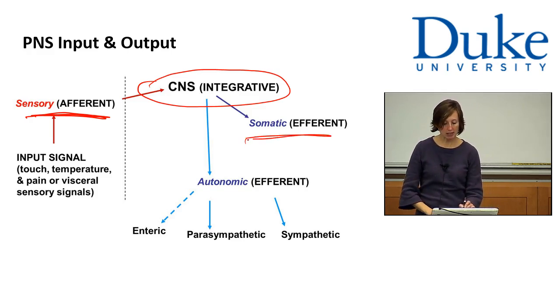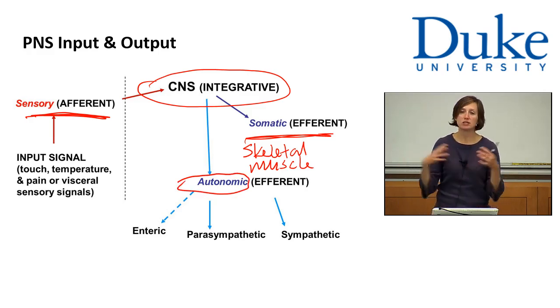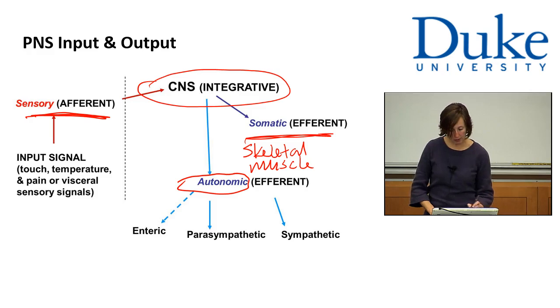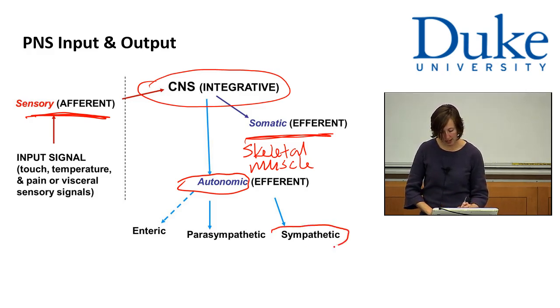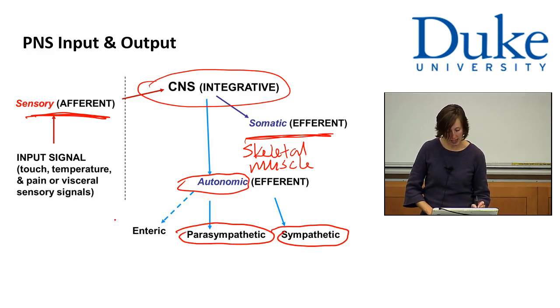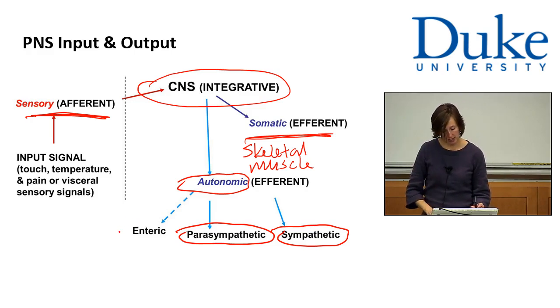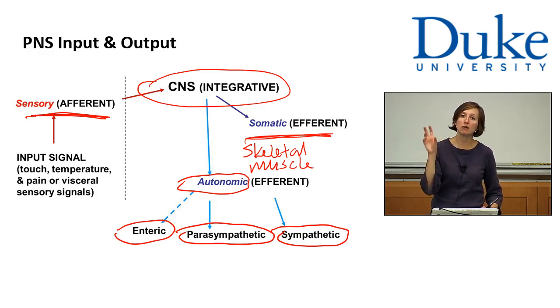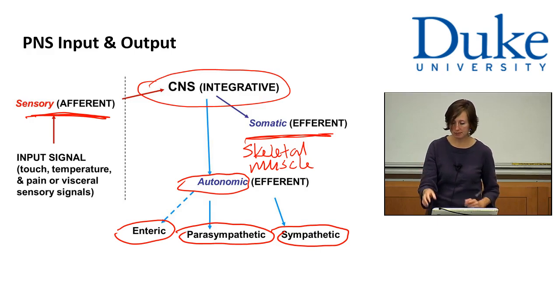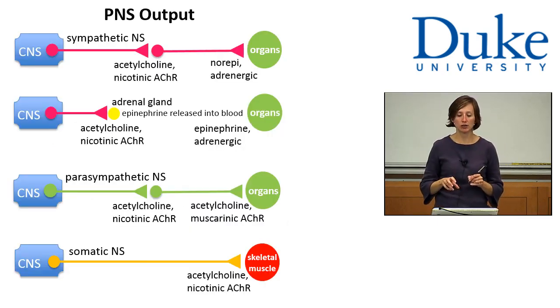We have the somatic nervous system, which controls skeletal muscle. And then we have the autonomic nervous system, which controls smooth muscle and many other organs of the body. The autonomic nervous system, which you probably are familiar with, can be divided into the sympathetic and parasympathetic portions. It also works in tandem with the enteric nervous system, which is very important in the GI tract. We're not going to talk too much about the enteric nervous system.